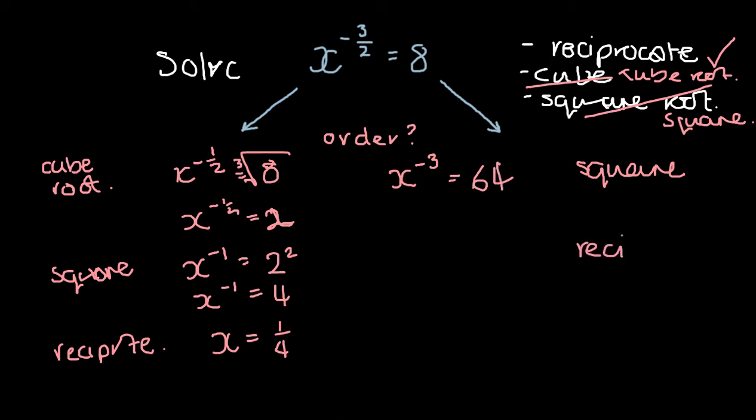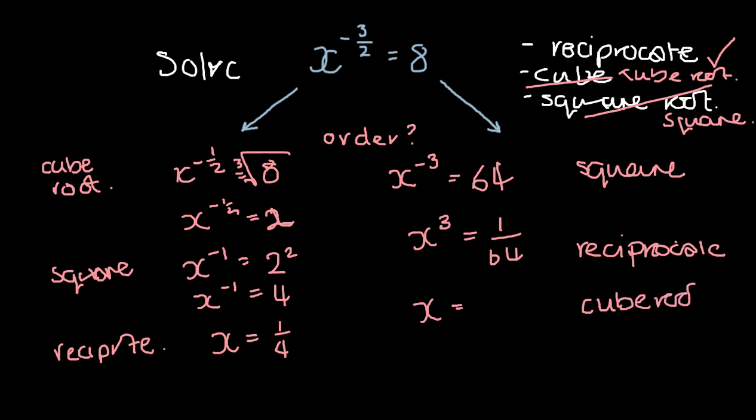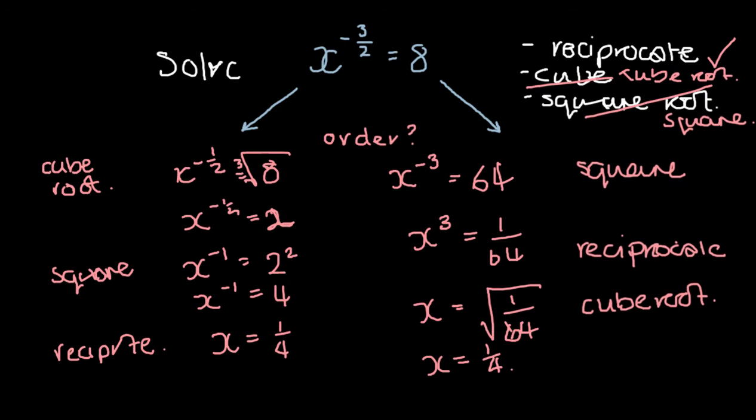We could reciprocate now if you want. Okay, reciprocate. That would give us x cubed equals 1/64. Notice that the power always changes here, so as I'm removing things from here, I'm not going to continue writing them, I'll get rid of them. And then last but not least, I'm going to cube root here. So this is the cube root of 1/64, which is 1/4.